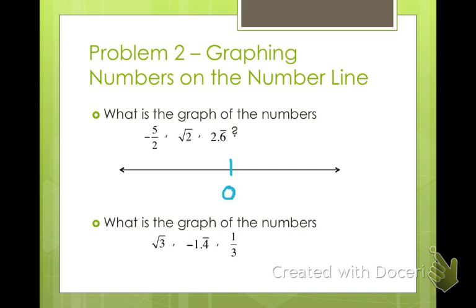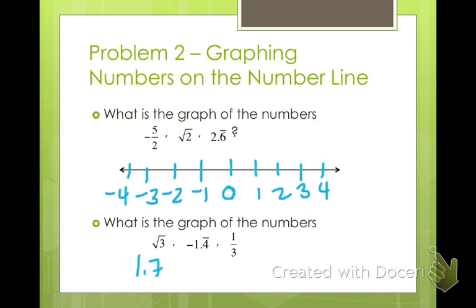0, -1, -2, -3, -4, 1, 2, 3, 4. Okay? Did you find an approximation for the square root of 3? Because that's probably where we should start. So, the square root of 3 is about 1.7. So I'm going to put it right here.